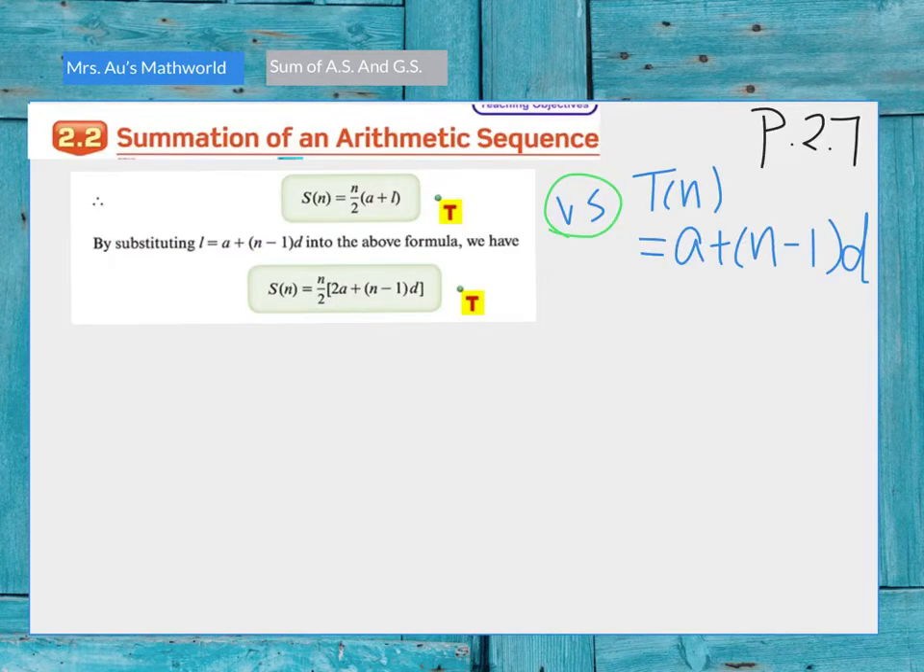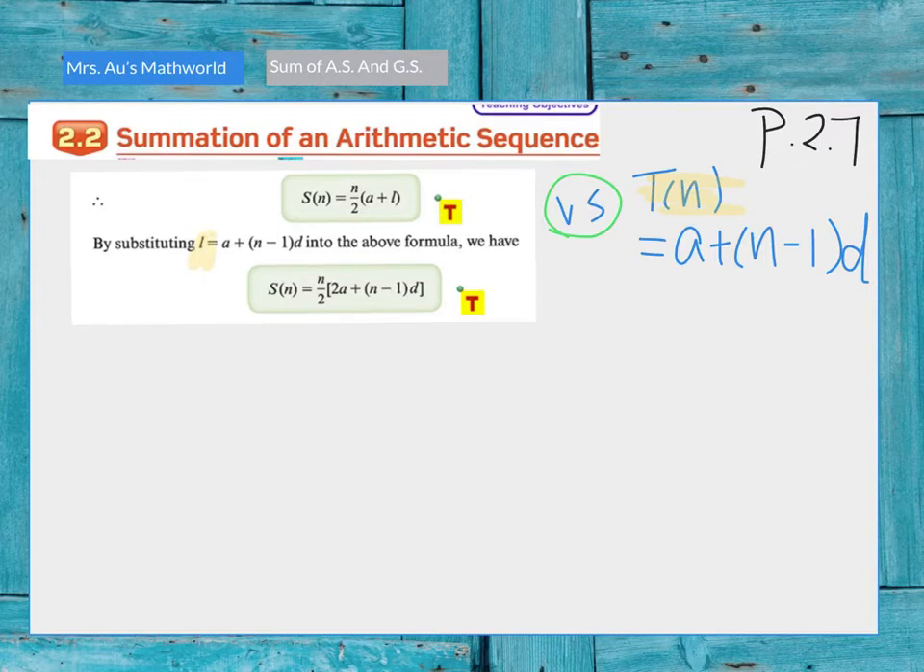I hope you still remember the things we have learned in the last chapter. In the last chapter, we know that we have the general term Tn equals a plus (n minus 1)d. This time we need the help of the general term, but we do not consider it as the general term. It will be the last term of the sequence. So this one means the last term of the sequence.